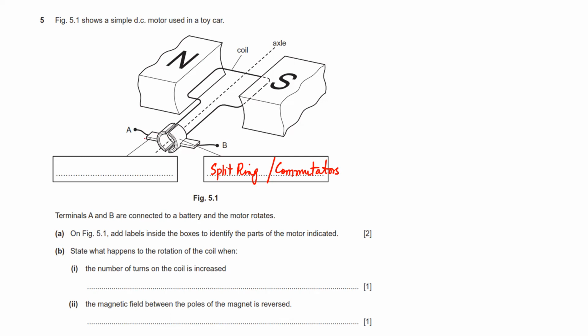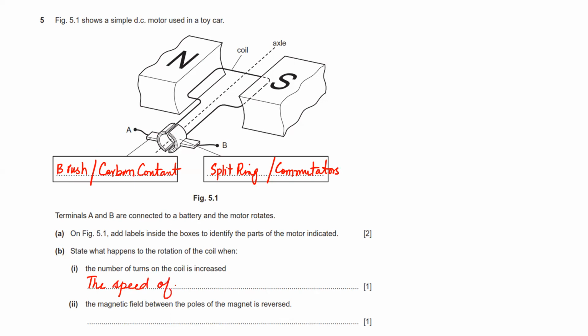And the A part is actually the brush, or carbon brush, or you can call it carbon contacts or the electrical contacts. Then it says, state what happens to the rotation of the coil when the number of turns in the coil increases. So the speed of rotation will increase.